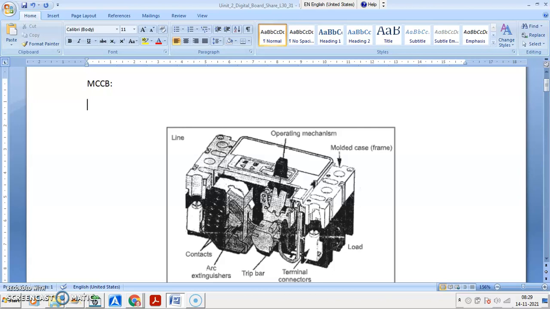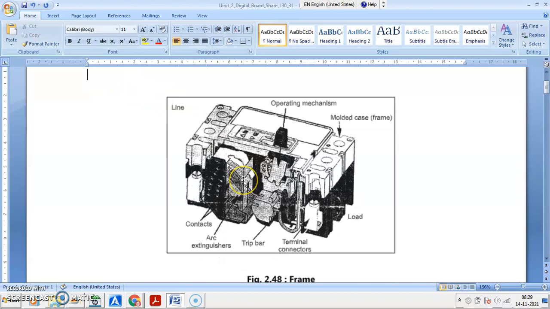So MCCB consists of a molded case frame, then operating mechanism, then an arc extinguisher or arc extinction chamber, and it consists of contacts and trip units. So here you will see this is a molded case circuit breaker. These are the terminals provided. Molded case frame, load is connected to this side, incoming is this side. Are you able to see this diagram? Yes, sir. This is incoming, this is outgoing, this is your operating mechanism.